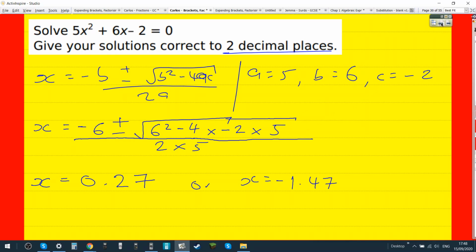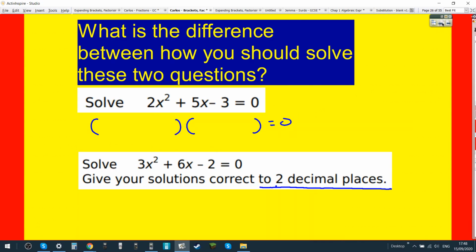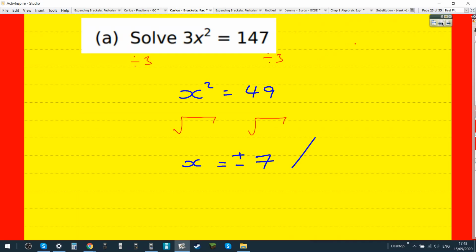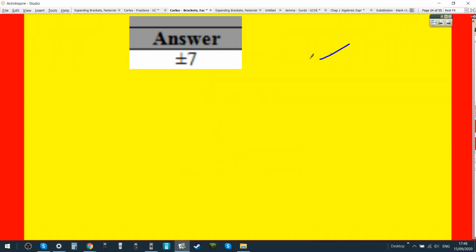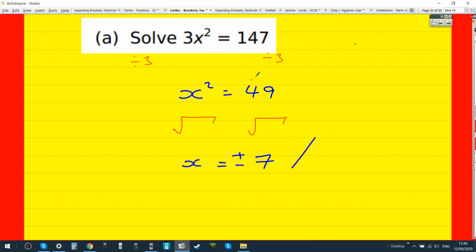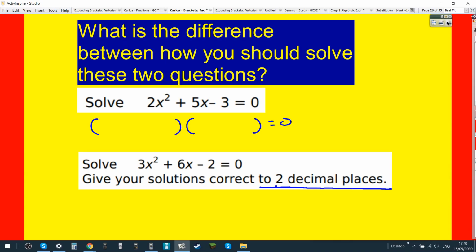You get 2 answers for these because it's quadratic. Just like this one here, we got 2 answers, plus or minus 7, because 7 squared is 49 and minus 7 squared is also 49.